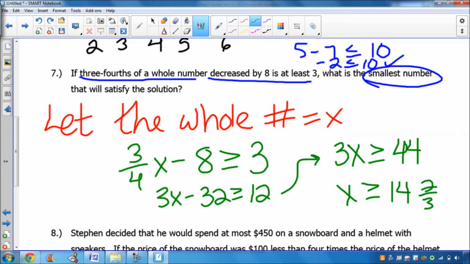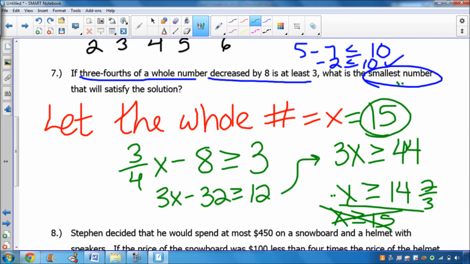Okay, now x could be equal to 14 2/3 because it says greater than or equal to 14 2/3 if the number did not have to be a whole number, but it says it has to be a whole number. So the smallest possible whole number that will work will be 15. Now, a lot of people will say x is greater than or equal to 15. That is not your answer. This is your answer to your inequality, this right here. But the answer to the question, the whole number that we're looking for, is 15.